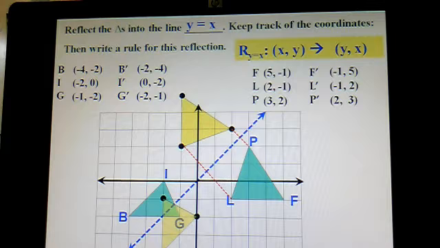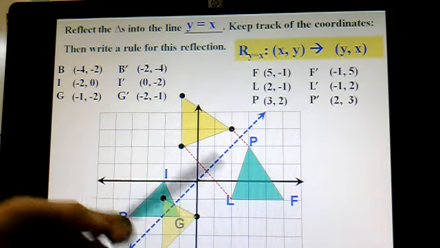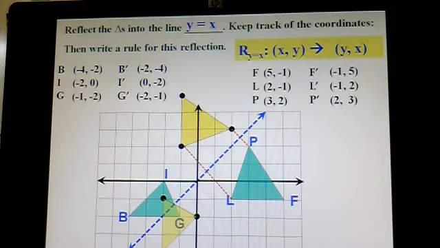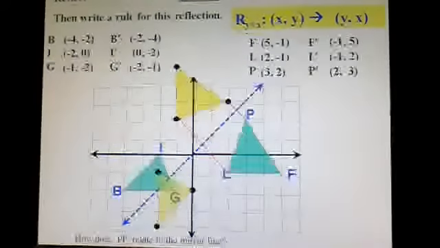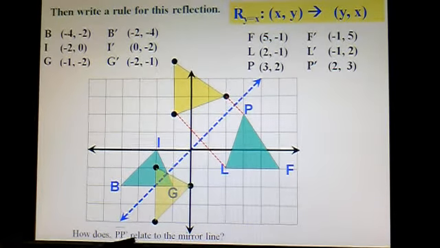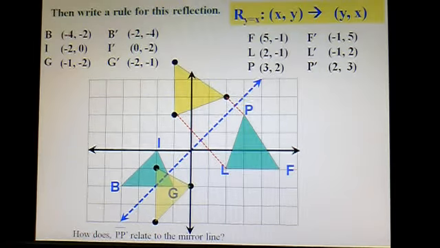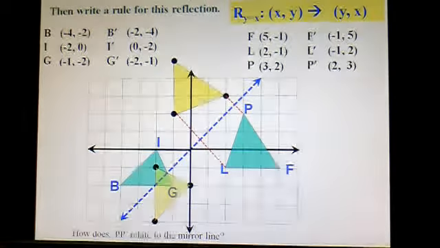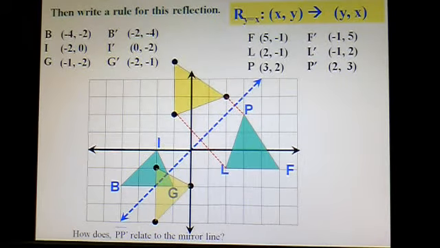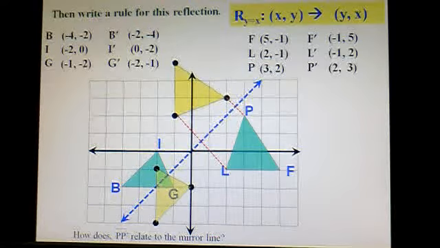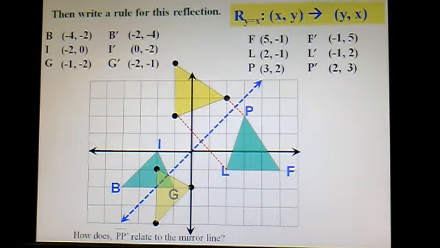You can do this now with a rule. You can do it graphically using perpendicular lines and the concept of them bisecting. You can do it visually. There is this question on your paper, and it's a very important question. How does P prime, it's very small in here, relate to the mirror line? How does a point connected with its image relate to the mirror line? I asked it before and didn't have you write anything down. Now I want you to write that down. It's very important to actually comprehending what a reflection is.